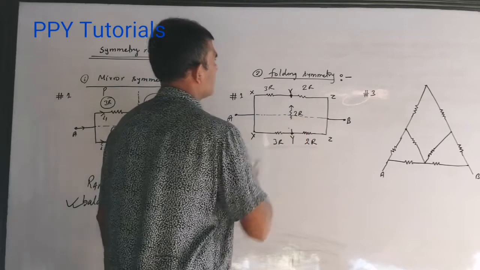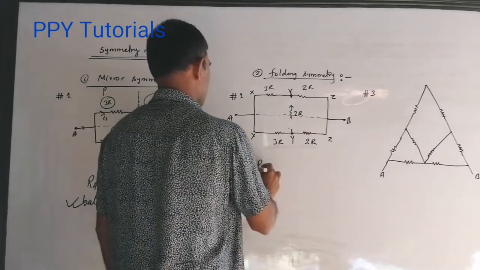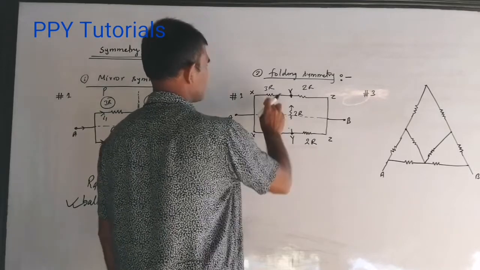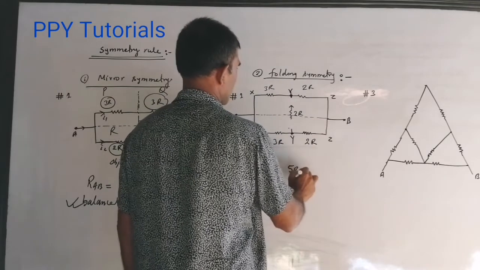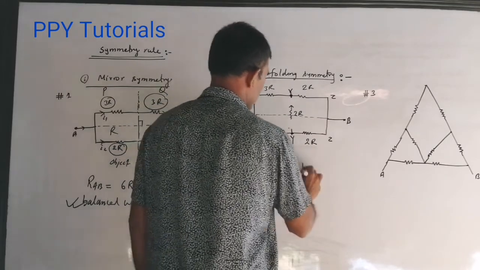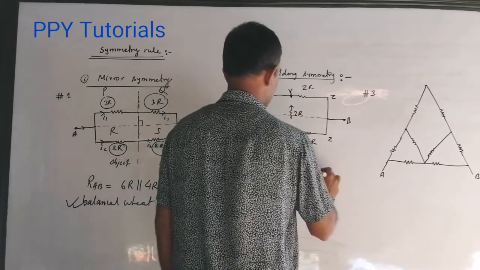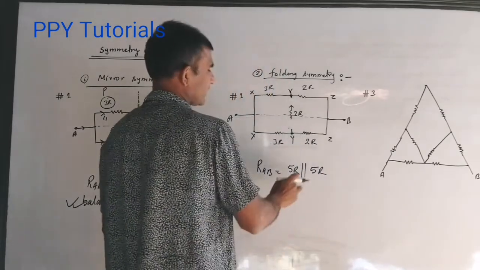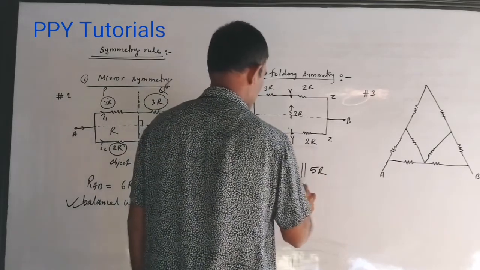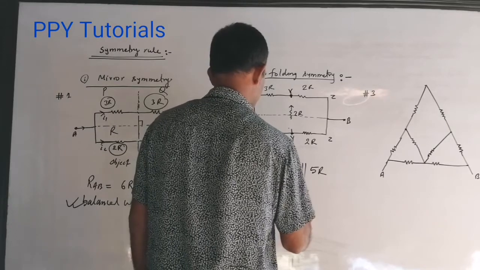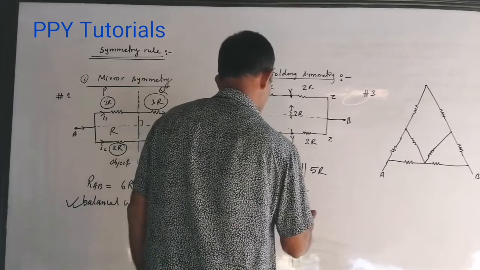You can remove it. If we remove this, then what is left with you? Now we have to find RAB, and this is so easy for you because I have told you that in series there is sum. So 3R plus 2R, that's the 5R, and that is parallel to this one, so parallel to 3R plus 2R, and that's again the 5R. And I have told you the trick. If same resistances are in parallel, then divide by number. So 5R divided by 2, and so the answer will be 2.5 ohm.